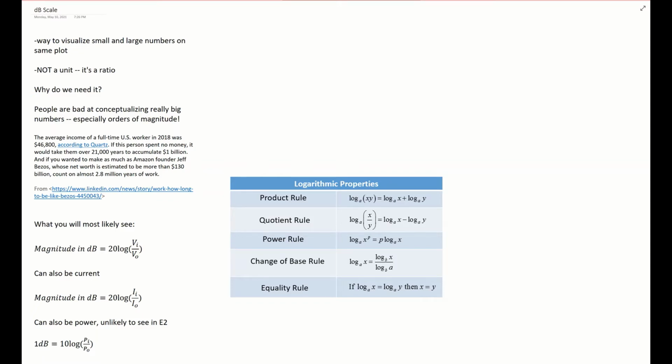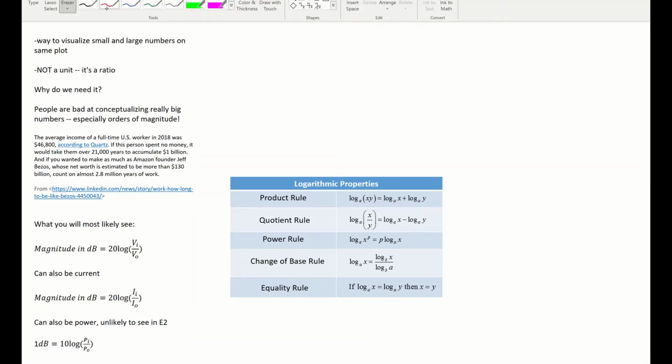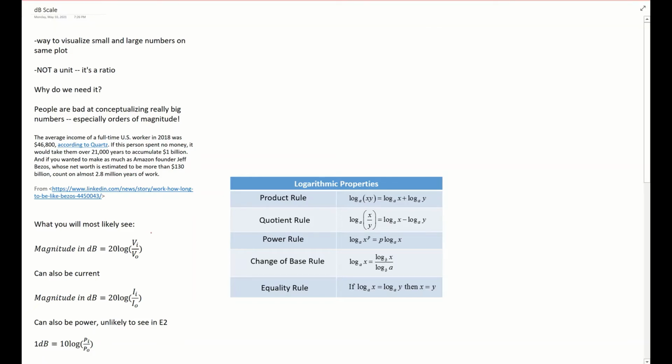Okay, so we talked about two good reasons why we want to use the decibel scale. So let's actually look at some of the formulas that you're probably going to see in this class so that you can try to tie it into what you're learning in this course. The first formula that I think you're probably going to end up dealing with the most is where you have the magnitude in dB is equal to 20 log of V in over V out.